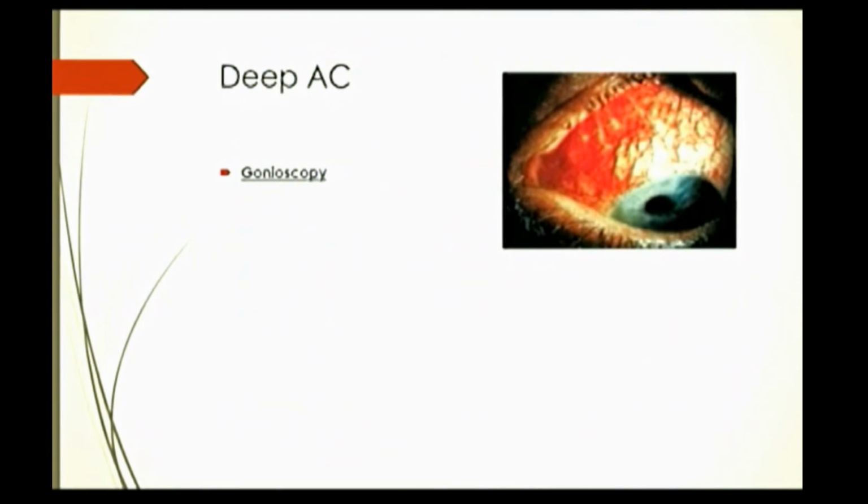Just observation. You can start by observation. Medication will usually do the job. Blood will go away. Same thing with fibrin. You can use TPA if it doesn't go away, but it's basically medical treatment. You can observe for a while. If it's vitreous, you can do a YAG vitreolysis to cut this vitreous strand.